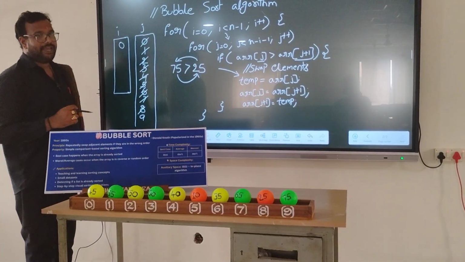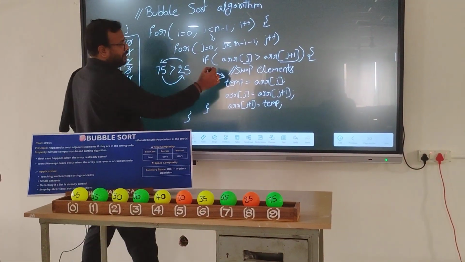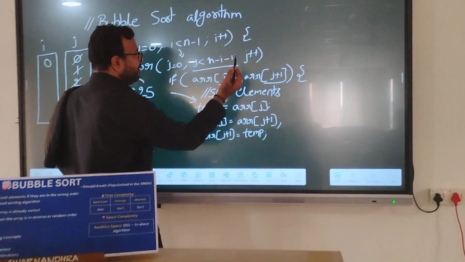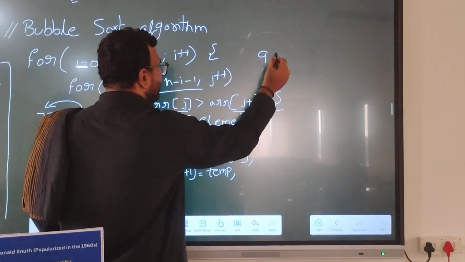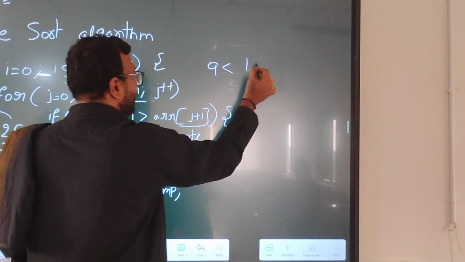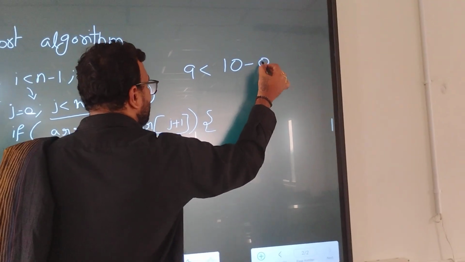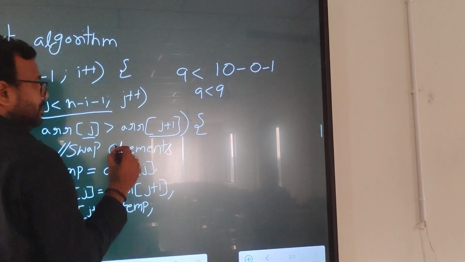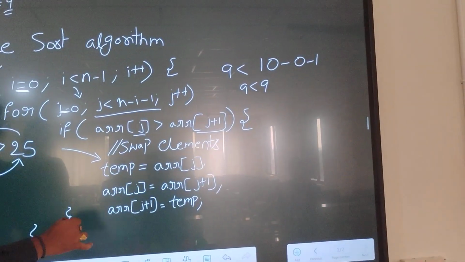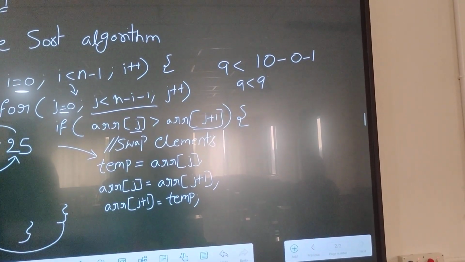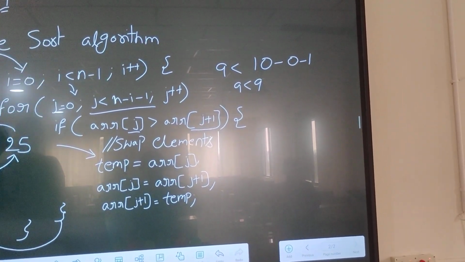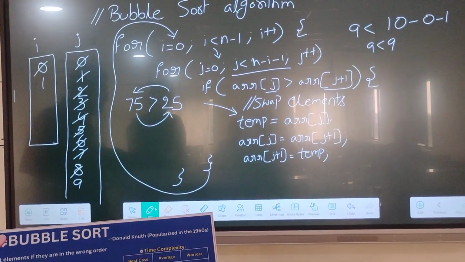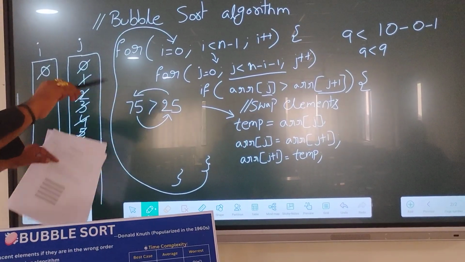Now J becomes 9. What is the formula? What is the condition? Is J less than n minus I minus 1? That means 9 less than 10 minus 0 minus 1, which is 9 less than 9. True or false? False. So exit from the inner loop and come to the outer loop. Now I becomes 1.